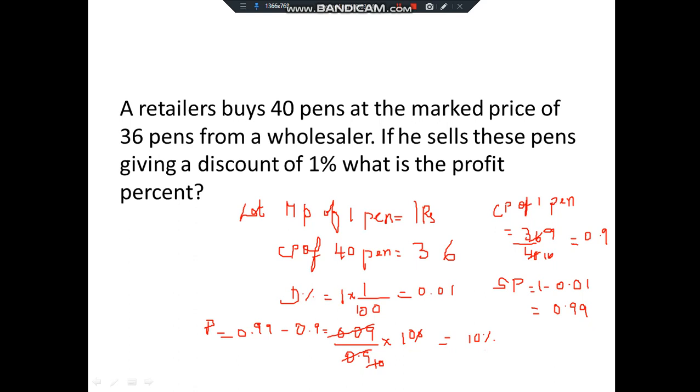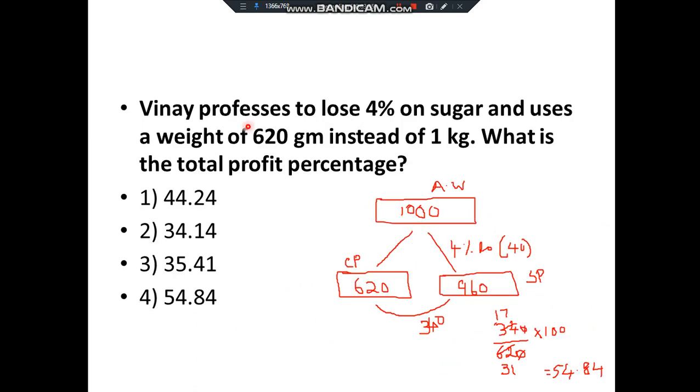See the next question. Vinay professes to lose 4% on sugar and uses a weight of 620 grams instead of 1 kg. What is the total profit percentage? This we have seen in the dishonest dealer topic. Using that method, the actual weight is 1000 and the weight he gives is 620 grams. This is the third type of dishonest dealer.